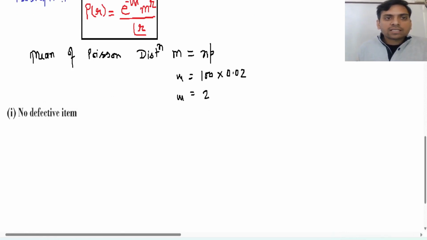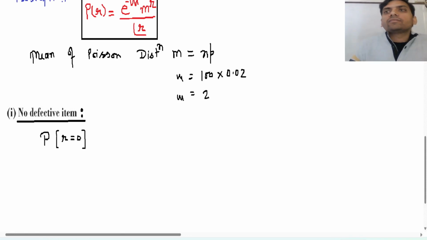So this is the first case, for no defective item, the probability of no defect. Probability of no defect means 0 defect, so we can write this as probability for R equals 0. Is it clear? No defect means 0 defect, so that's why we are writing R equals 0. For R equals 0, we need to write this formula.